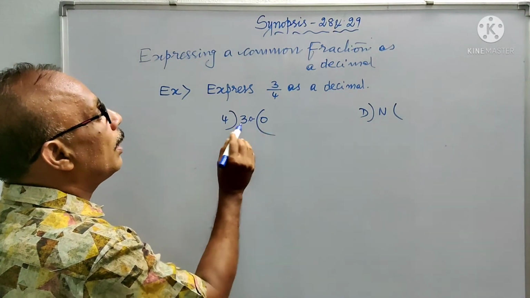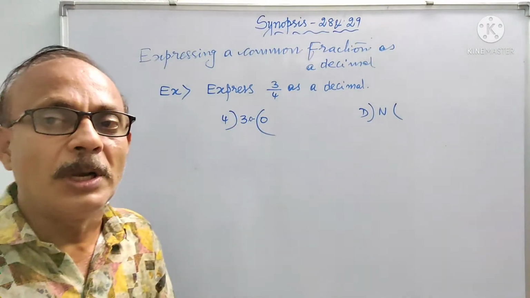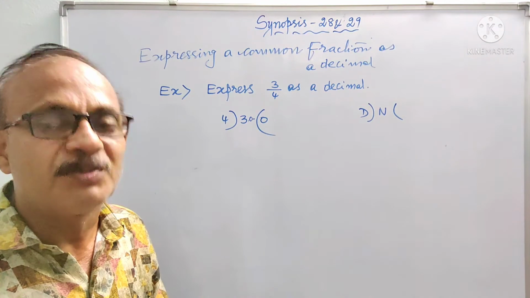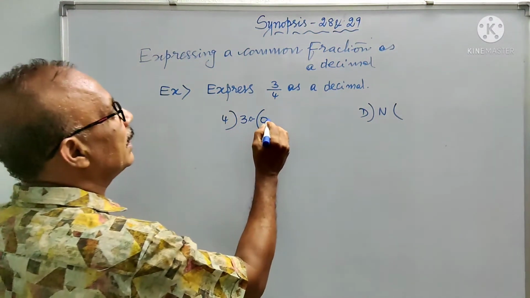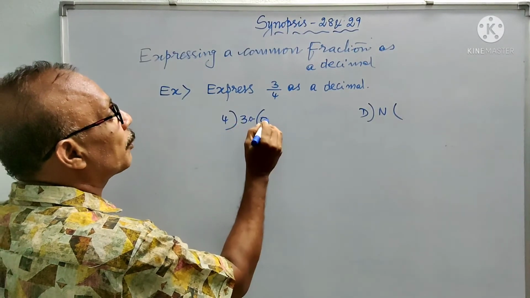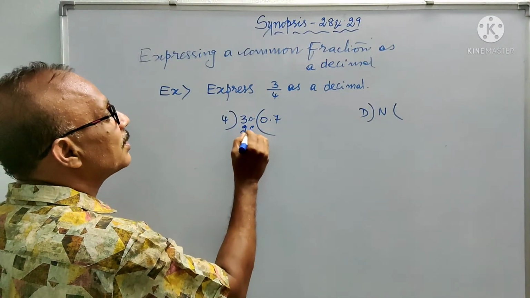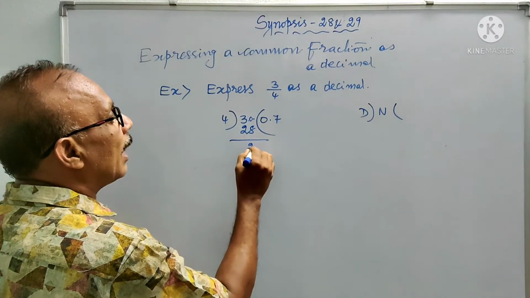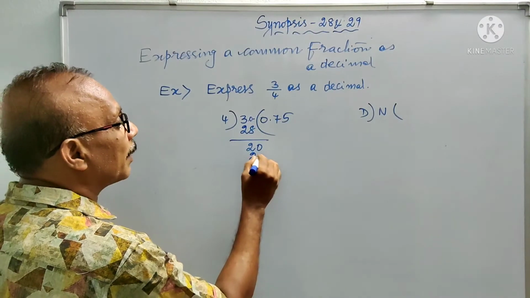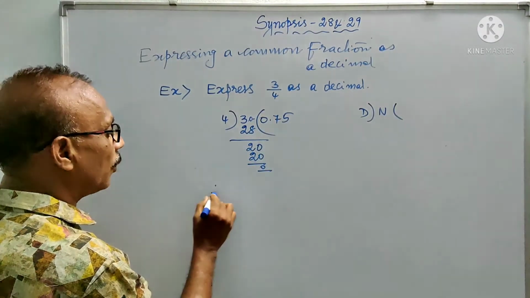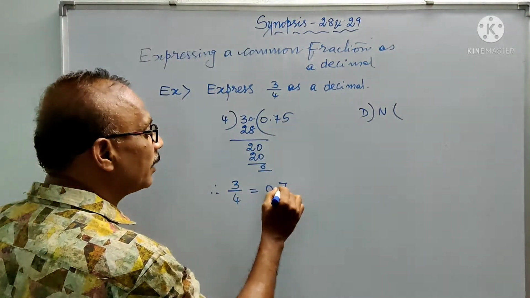0. Now we take a digit immediately after the point in the beginning only. Why? Because 3 is smaller than 4. So now the number becomes 30. So in 30, since we took a digit after the point, keep a point here. 7 4s are 28, remainder 2, and again 0, 20, 5 4s are 20, remainder 0. Therefore, 3 by 4 equals 0.75.